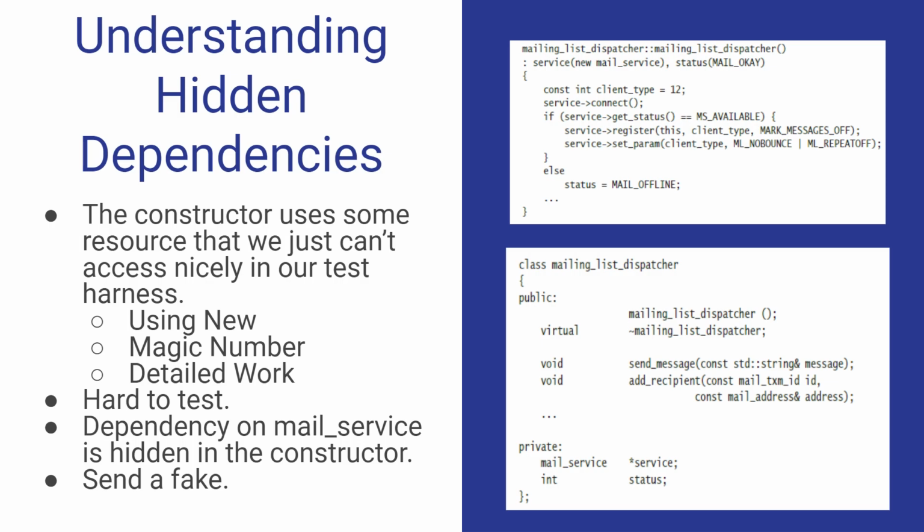As you can see here in the top right picture, this constructor for the mailing list dispatcher is using a magic number of kind type 12, which is not very clear on what that is referring to. As seen also there, it uses the keyword new in there. And for the parameters of the constructor, we have to rely on something else in order to create this object. And the constructor itself also has a lot of detailed work in there, which makes it not very obvious to those who have not written this code.